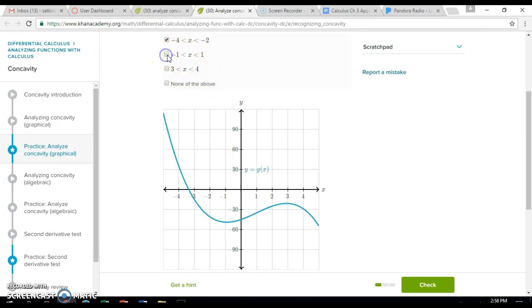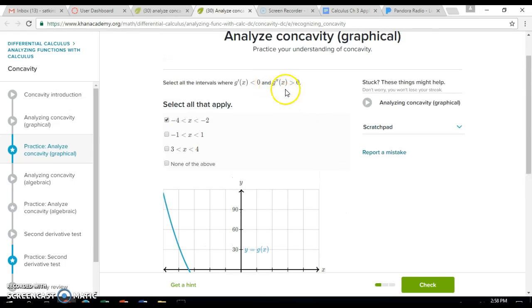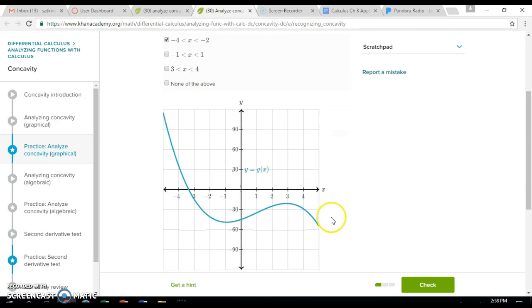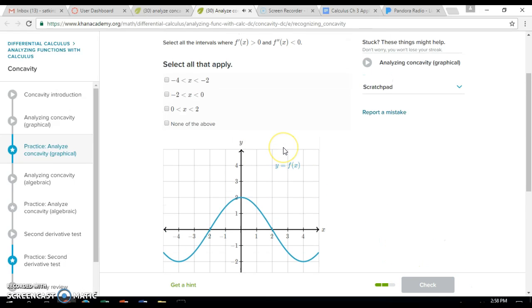Oops, I didn't mean to click that. I meant to point to the -2. From -1 to 1, it's concave up, but it's increasing, so that's not going to work. And then from 3 to 4, it's decreasing, but it's concave down, and remember, we want concave up. So it's only that one. Yay for me.